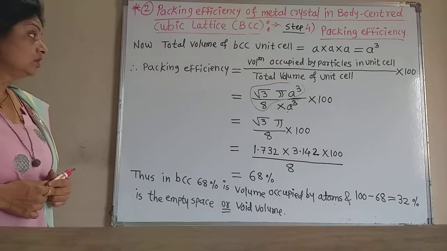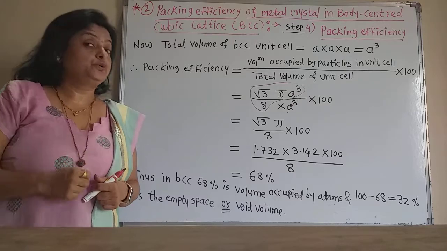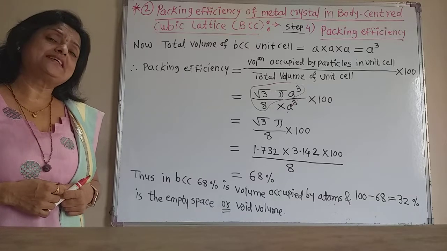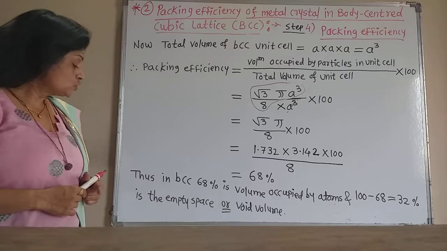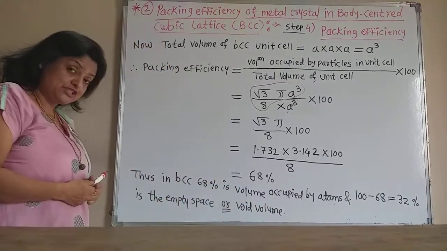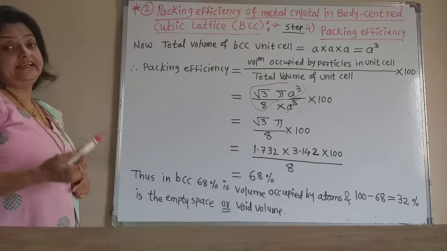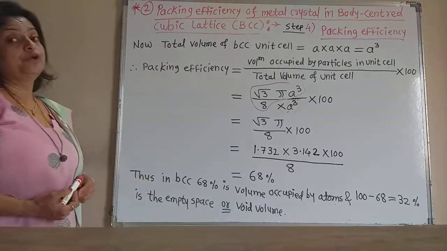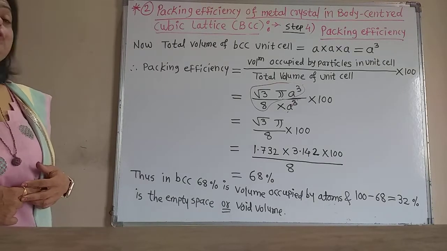That means the packing efficiency, that is the total volume of the particles in that unit cell, is 68%. Then what will be the empty space? 100 minus 68, that is 32. That is the volume of the void. So thus in BCC, 68% is the volume occupied by the atoms or spheres, and 100 minus 68, that is equal to 32%, is the empty space or void volume. Now this is the packing efficiency of the body centered cubic lattice.